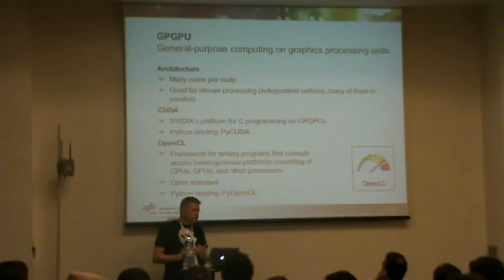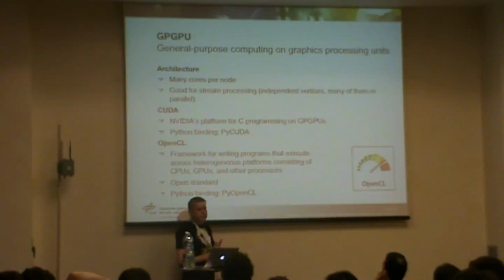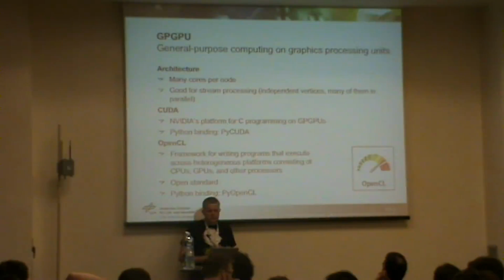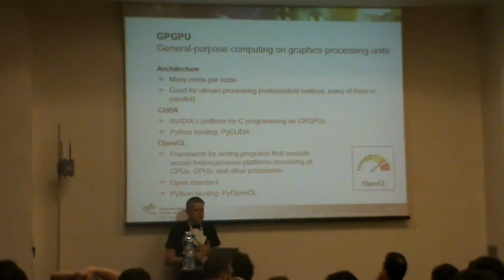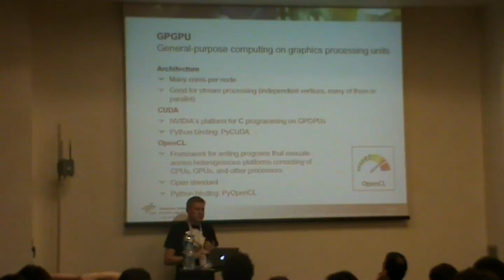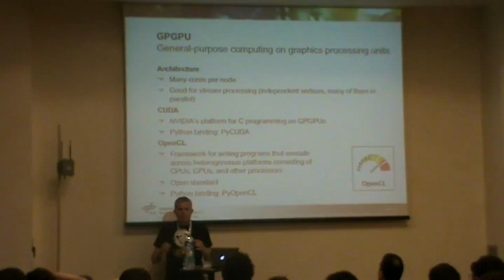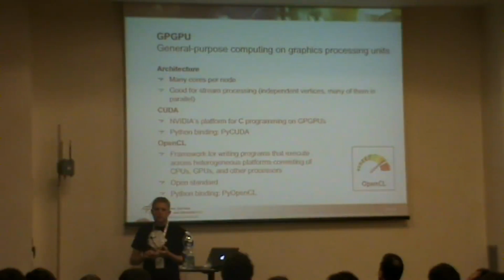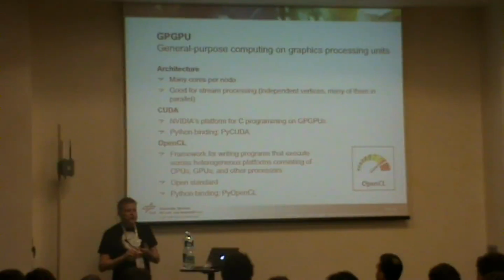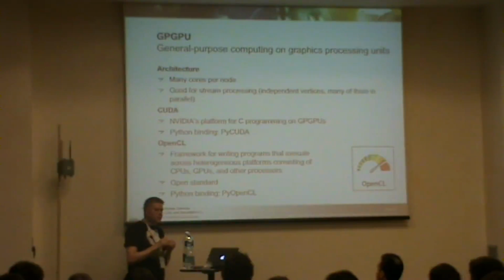Programming for GPGPUs, general purpose computing on graphics processing units, is a little bit different. With GPGPUs, the architecture is that you have many cores on each node. Each core is very simple. This is why we go for stream processing with data which is independent. You do not have much communication between each computing node, each core.